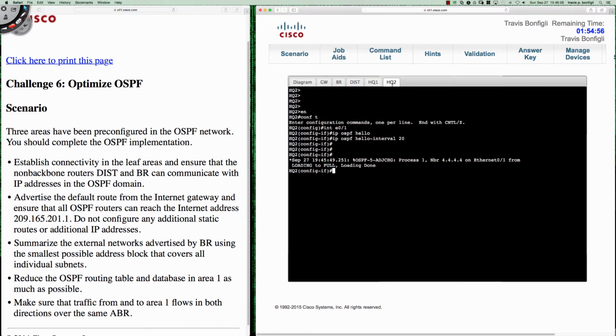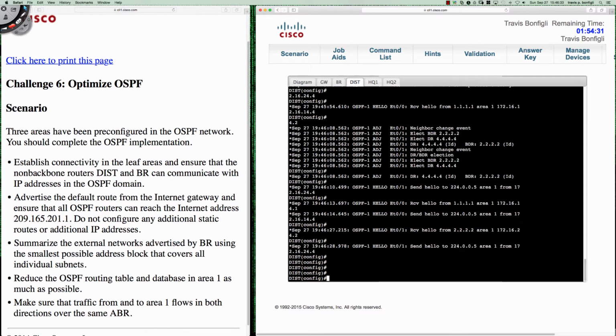So if I come over to HQ2, you can see we now have an adjacency there because we went ahead and matched the hello interval. Now, the other way I could have done this, which you may think might have been easier, and again, as long as it's working, that's the most important thing, was to say no IP OSPF hello interval on the distribution router. So now let's go ahead and check here.